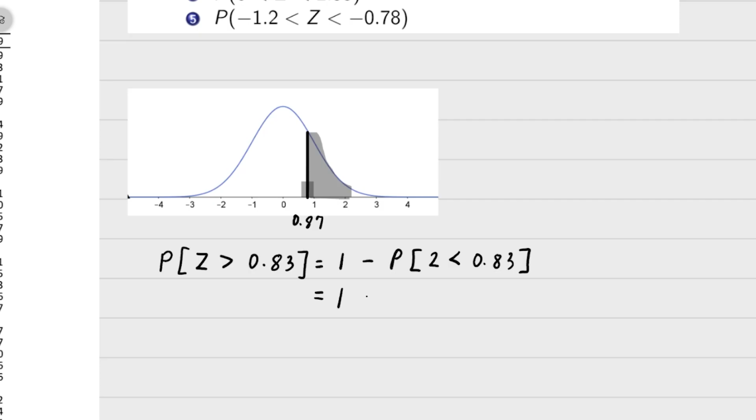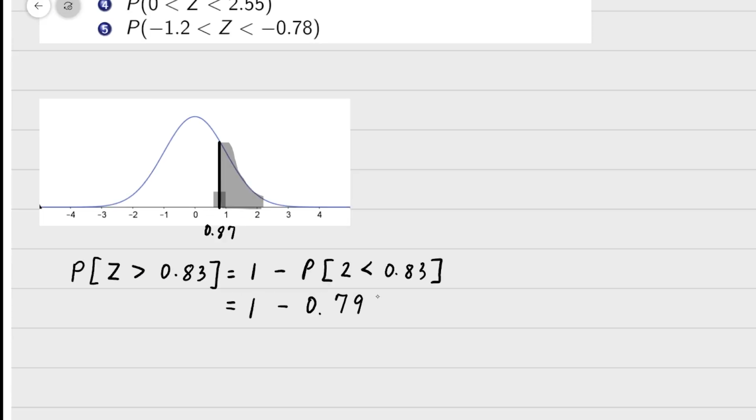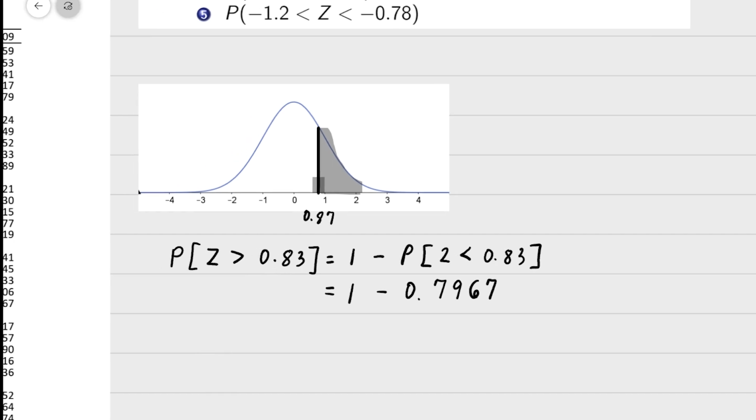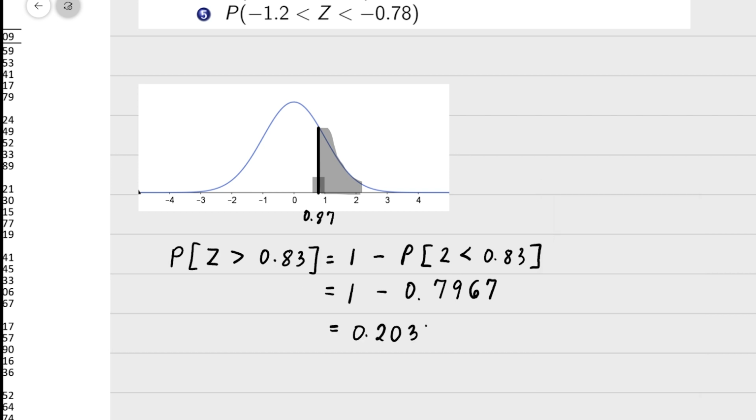It's 0.7967. 1 minus 0.7967. And all we have to do is to subtract this. Let's get your calculator. 1 minus 0.7967. The answer is 0.2033. So, ito yung area nun. 0.2033. Let's have another example.